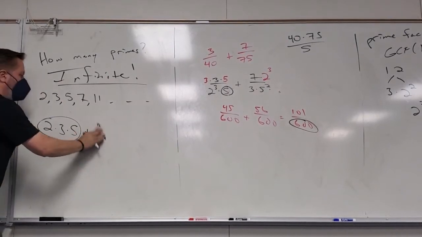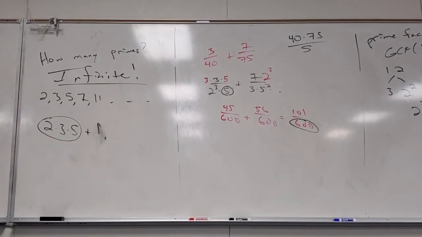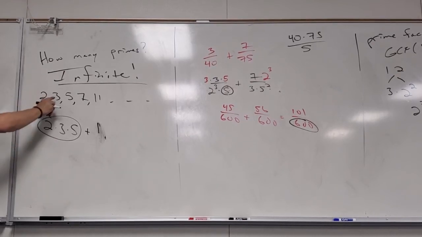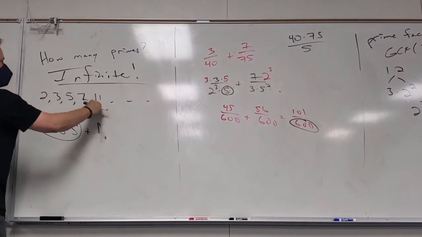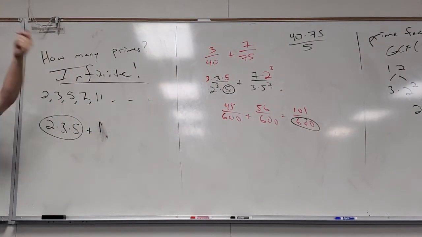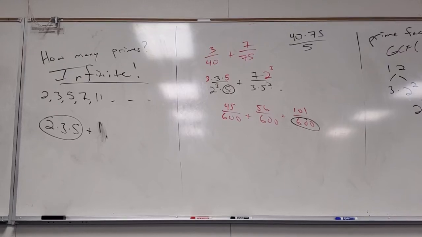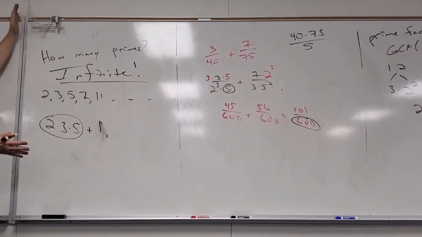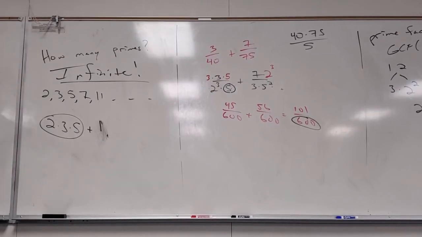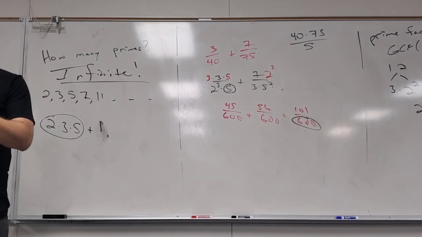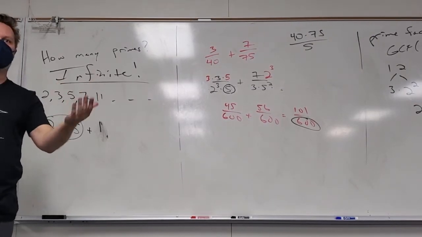But if I add 1, none of these go into that new number because it's not a multiple away. That's prime. So if I do 2 times 3 times 5 times 7 times 11 plus 1, I've made another prime. How much can I do that? I could do that forever. I could take every prime we know, multiply them, add 1, and I get another prime. So that's how we know there's an infinite number of primes.